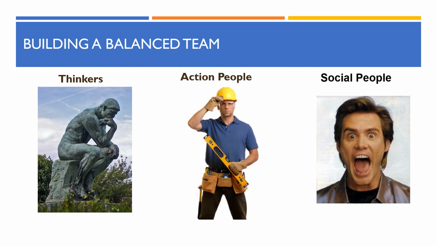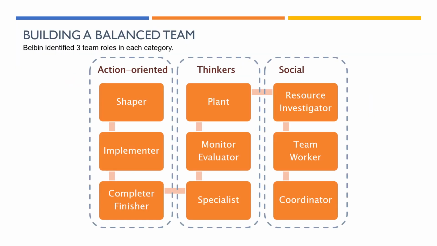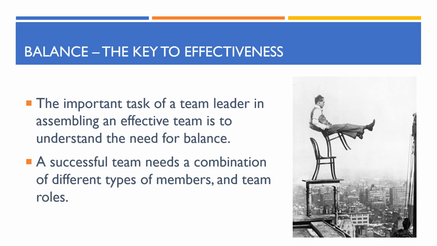According to Belbin, ideally, a productive and effective team will have a mix of thinkers, planners, creative problem solvers, doers, or action-oriented contributors, and social, or interaction-oriented contributors. We will look at each of these in turn. Belbin identified 3 team roles in each category. 9 roles in all, and each role having its own specific strengths and weaknesses. The important task of a team leader, in assembling an effective team, is to understand the need for balance. A successful team needs a combination of different types of members and team roles.